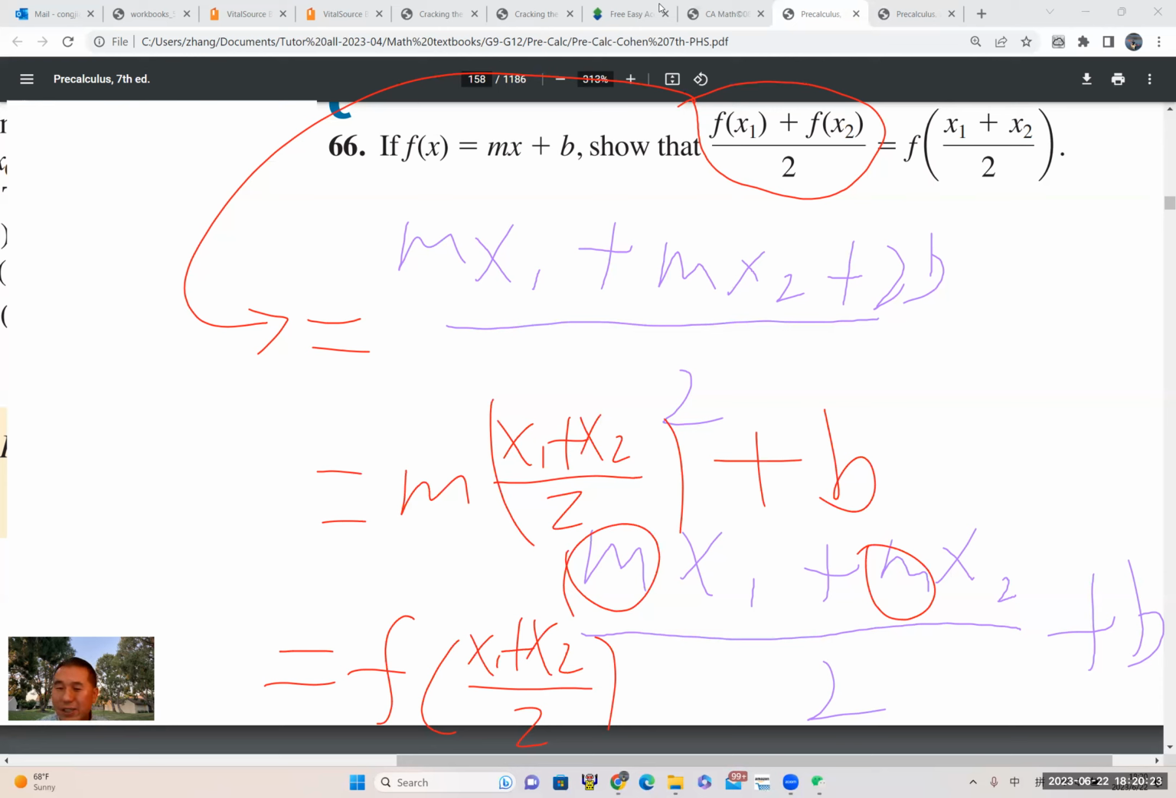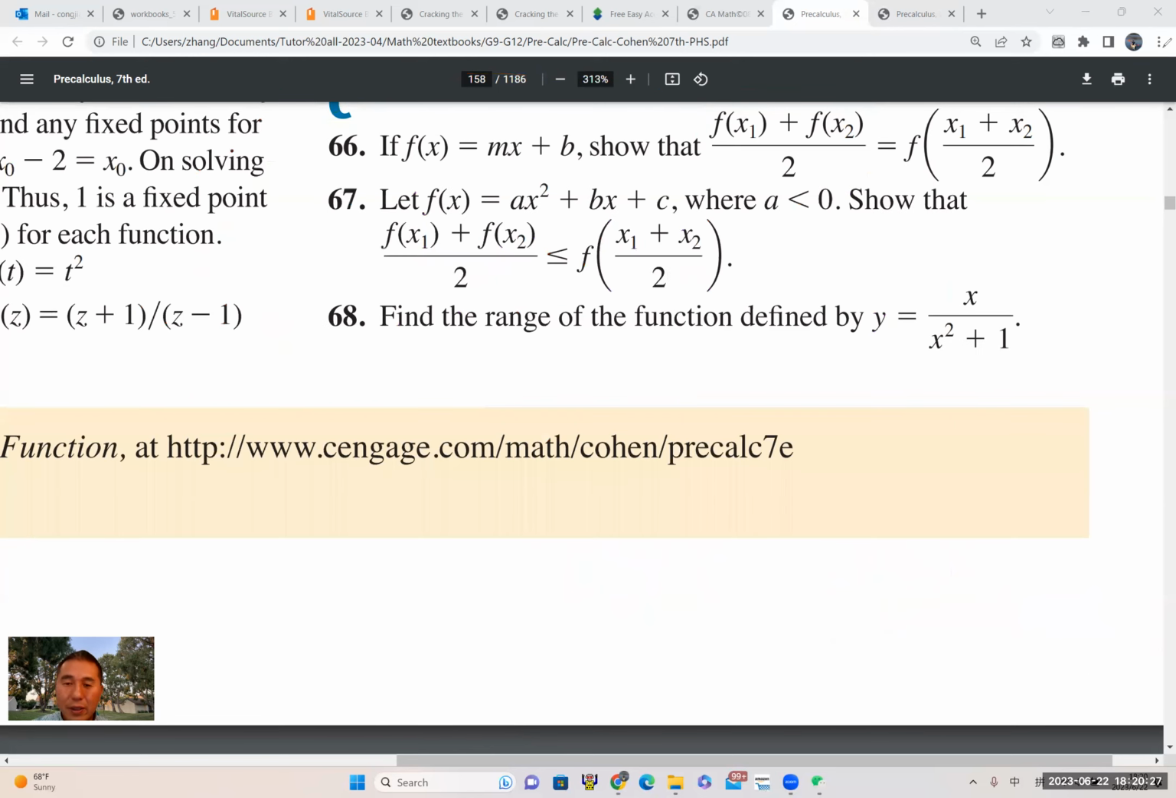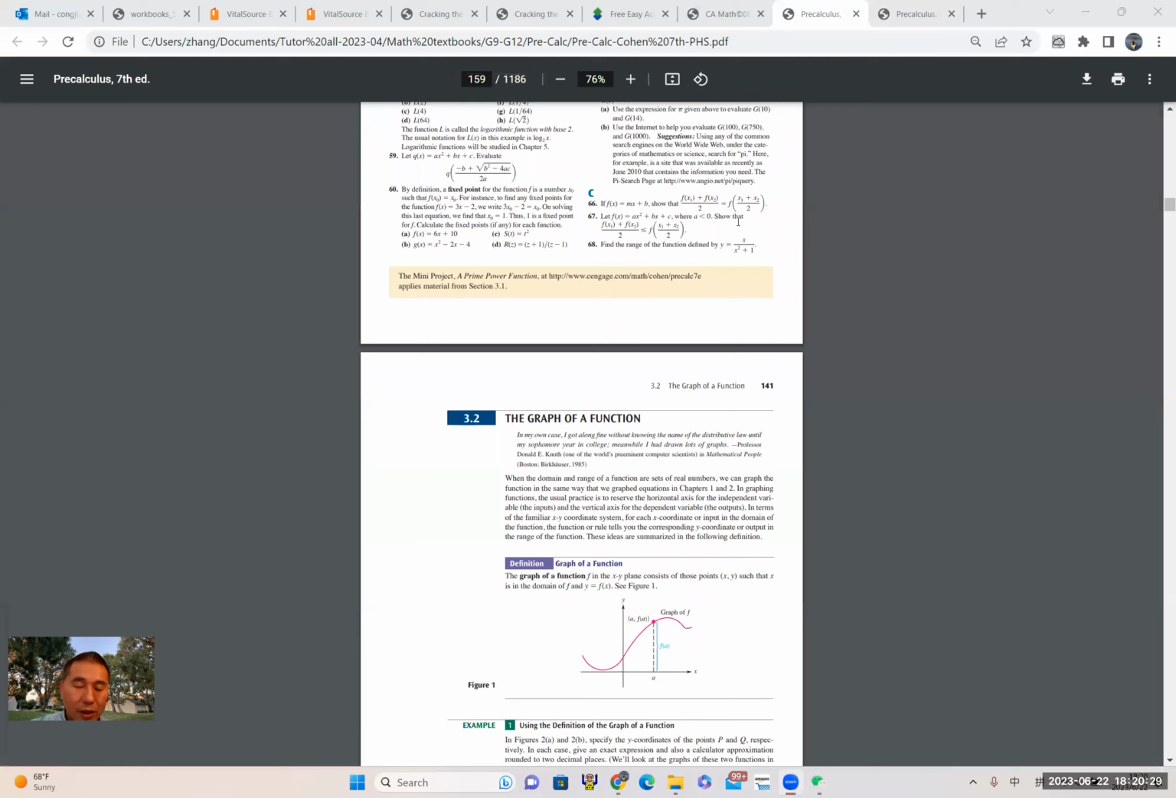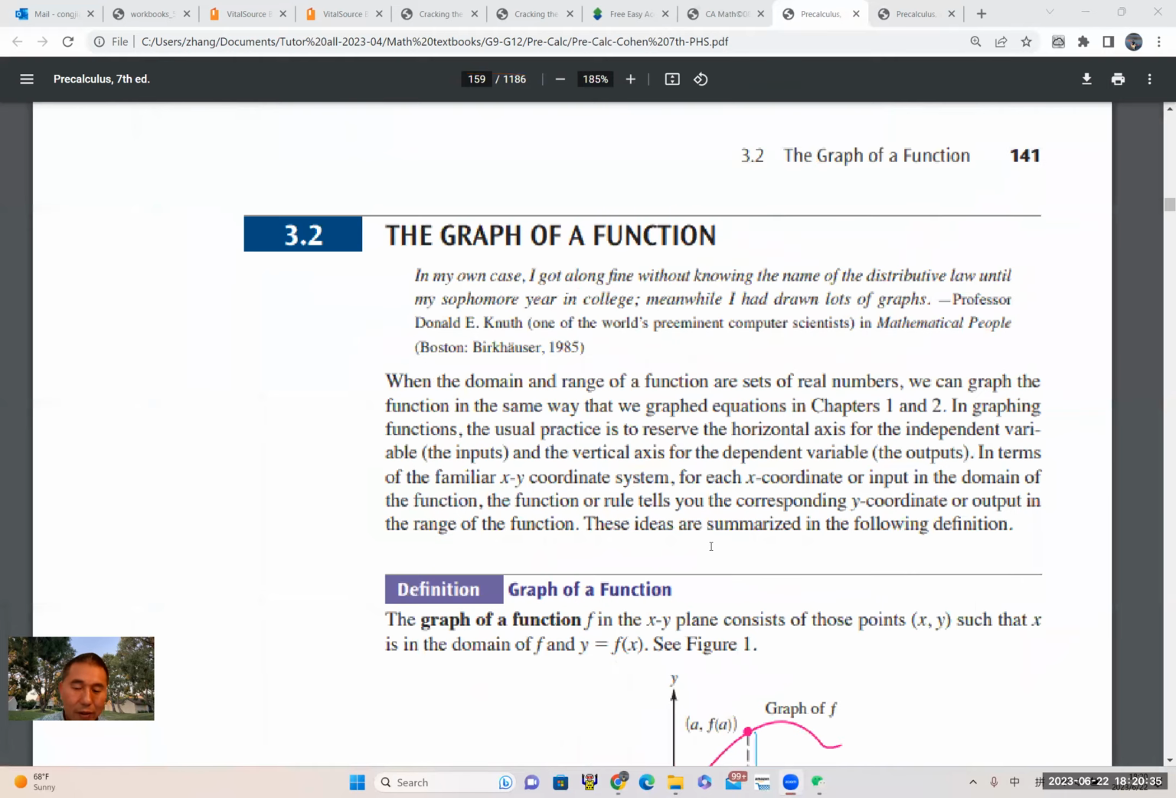Neil, are you okay with this? Okay, not quite hard. Then that's all for section 3.1. Now let's go to 3.2 graph.